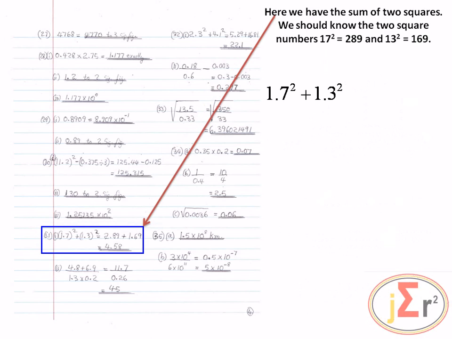Here we have the sum of two squares. We should know the two square numbers. 17 squared is 289. And I have seen this particular number on many occasions on different examination papers in some form or the other. Maybe 17 squared, maybe 0.17 squared. But for sure, on this occasion, we are seeing 1.7 squared. But 17 squared is 289 and 13 squared is 169.